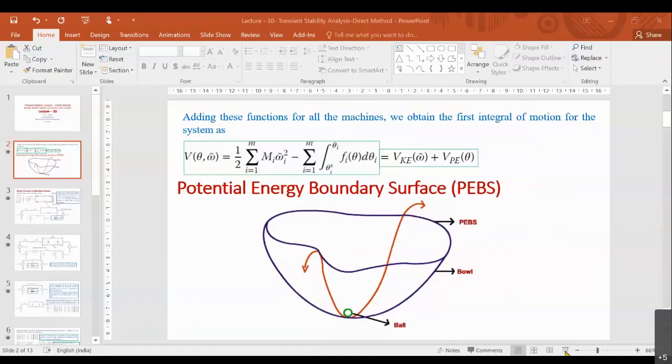Cannot see the slide, sir. The slide is not visible. Just a minute. It's visible. Yes, sir, now it's visible.